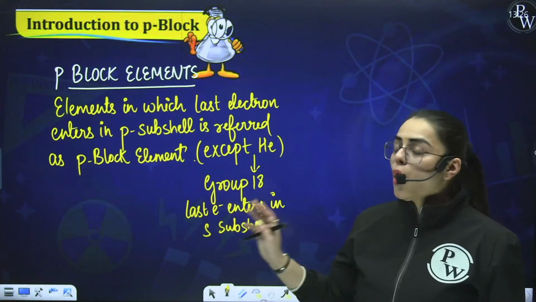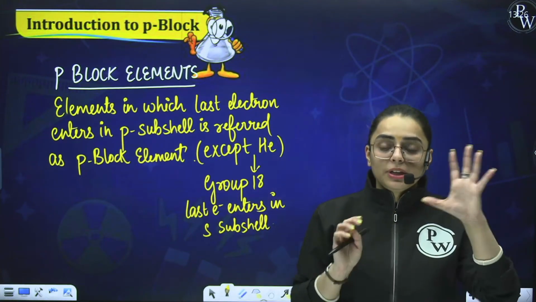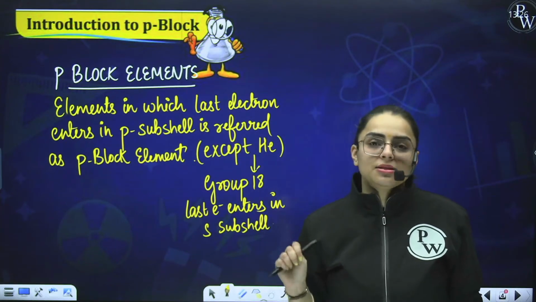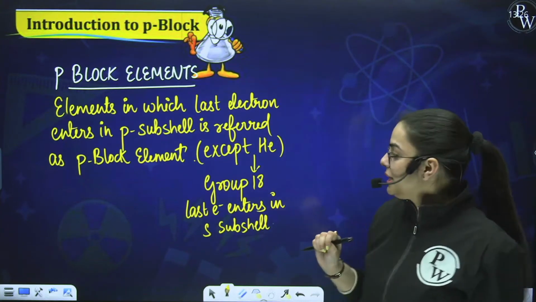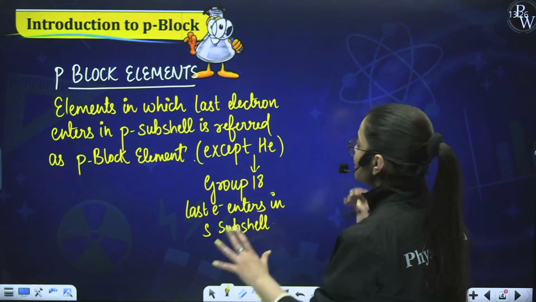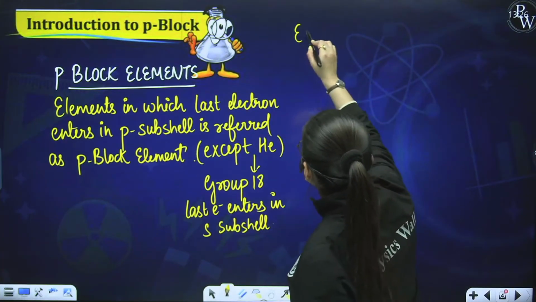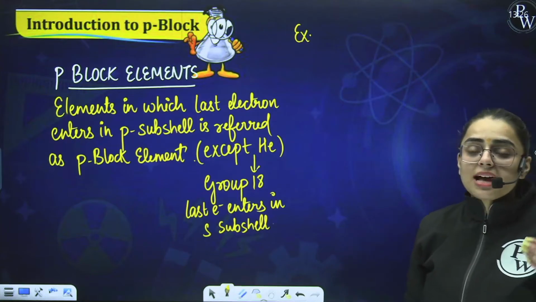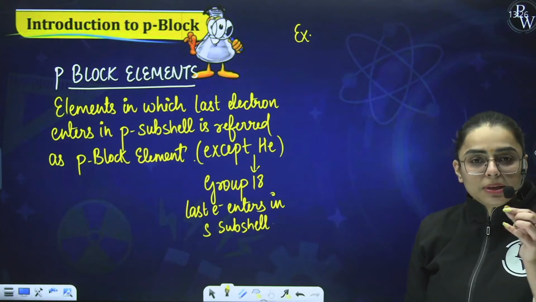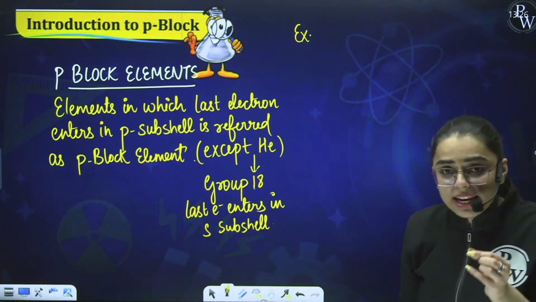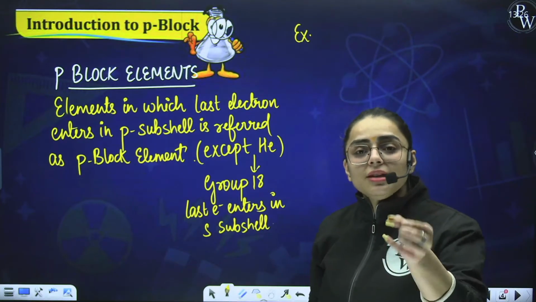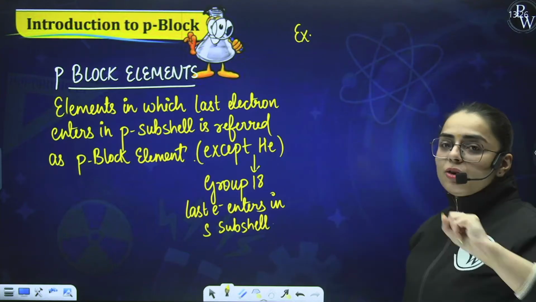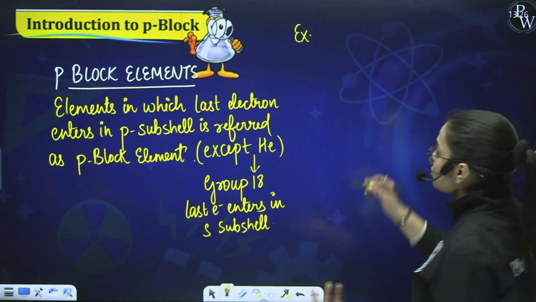Other than helium, for all the elements in the p block, the last electron will enter the p subshell. Are you getting my point? Now, let me tell you the basic things with the help of examples. Elements in which the last electron enters the p subshell are p block elements, but helium is an exception, in which the last electron enters the s subshell. The first example we shall take is nitrogen.